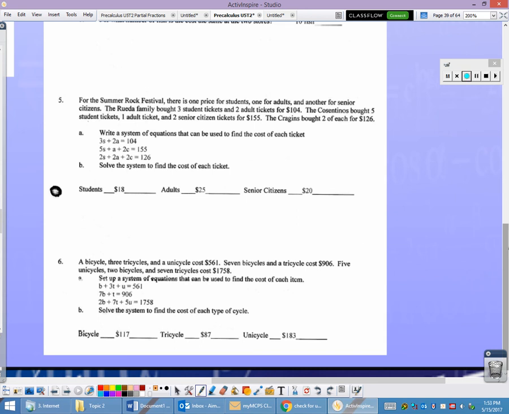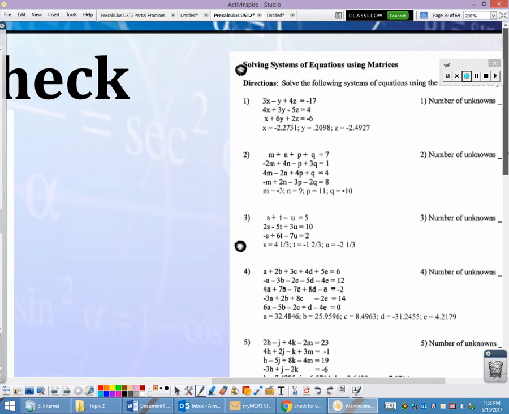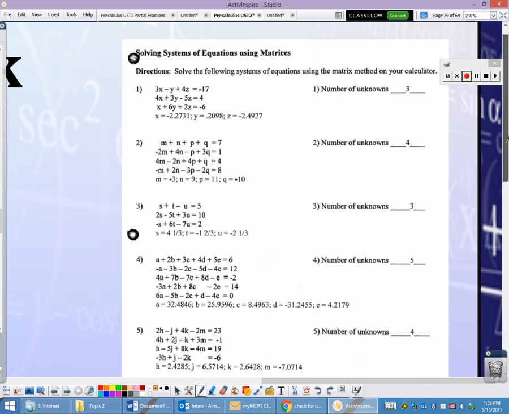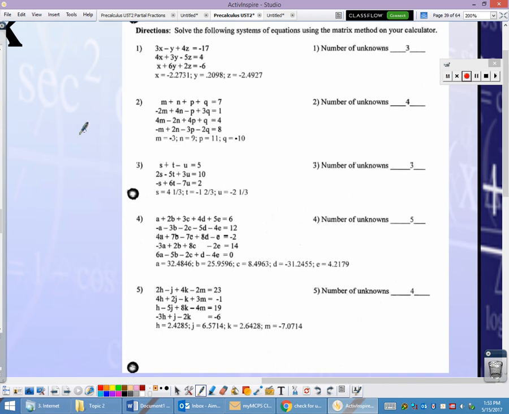Alright, so going up here to your solving systems of equations using matrices, the number of unknowns was just how many variables you had, and then you're going to plug in A inverse B for all of these and solve them. You do get some decimals with these, or you can use your math enter function to get the fractions if they exist. So again, that's math enter. That will turn your whole matrix into fractions. Okay?